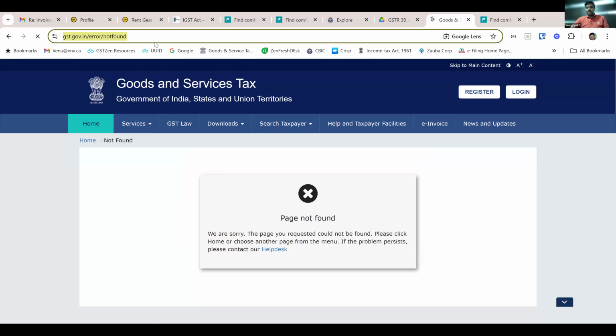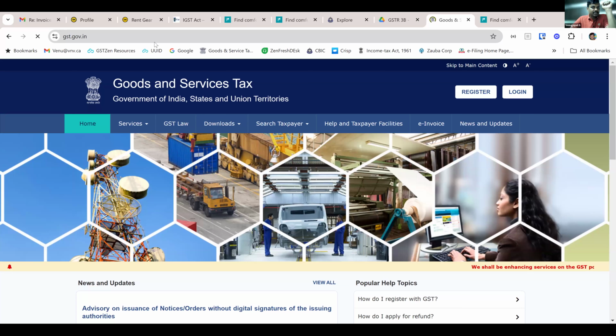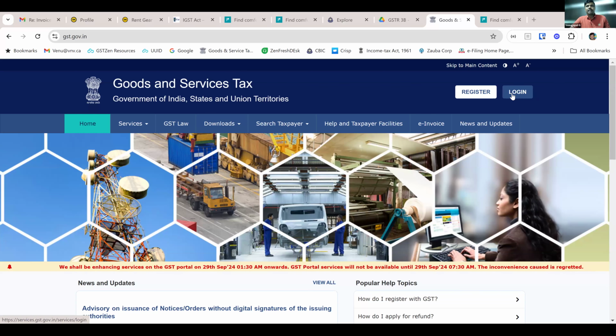First and foremost, I am talking about GSTR 2B. GSTR 2B is my purchase register. So I am accounting GSTR 2B as my purchases in Tally. I'm sure everyone knows how to download a purchase register, but for the ease of it, I am explaining how a purchase register can be downloaded.